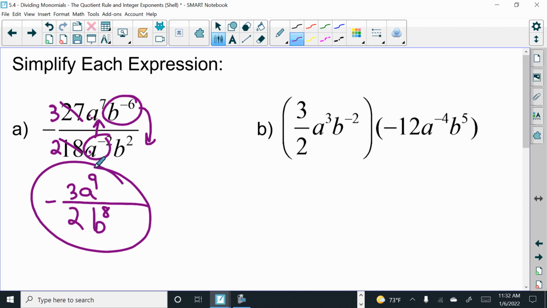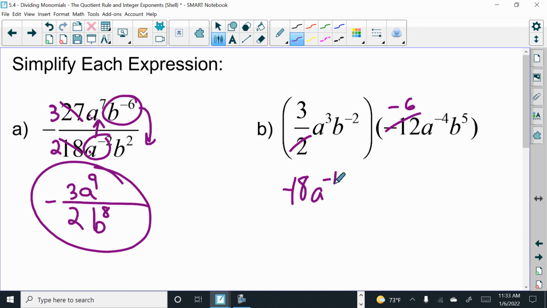For B, a lot of people are going to say, oh, we got to distribute. No, brothers. You got a monomial and a monomial. So, guys, we are going to have to use some old skills. Yes, sir? Cancel. You're the best. That's exactly what I was going to say. Cross reduce. So the number part, that's negative 18. Done. What's a cubed times a to the negative 4th? When you multiply, you add the exponents. A to the negative 1.